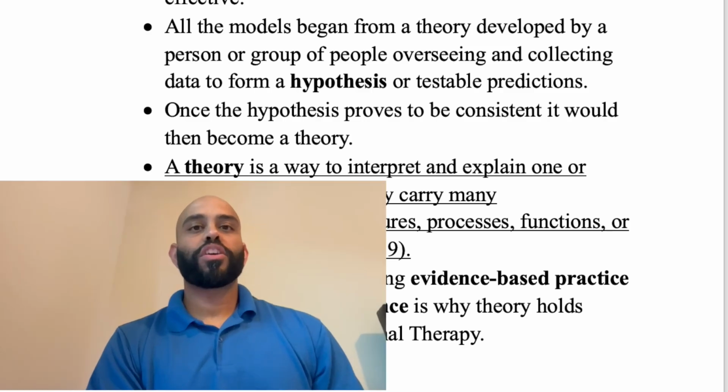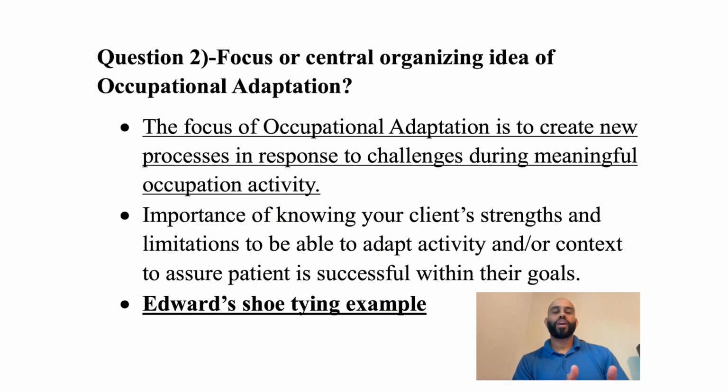One of the models we are speaking on today is the Occupational Adaptation model, which name basically describes the basis of what it means. In the middle of our Venn diagram, we have placed the definition of occupational adaptation in our own words, which is creating new processes in response to challenges during meaningful occupational activity. Pretty straightforward. I'll give you an example.